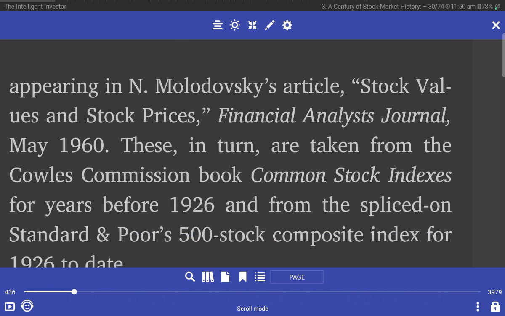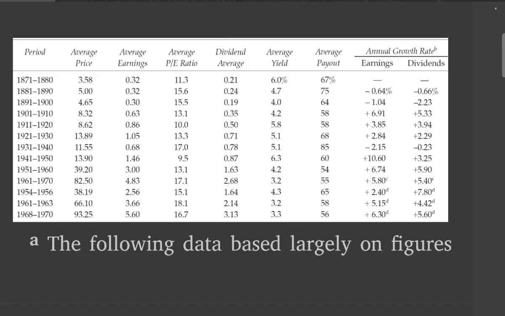Molodowski article, the stock valuation article in the annual financial analysts journal.